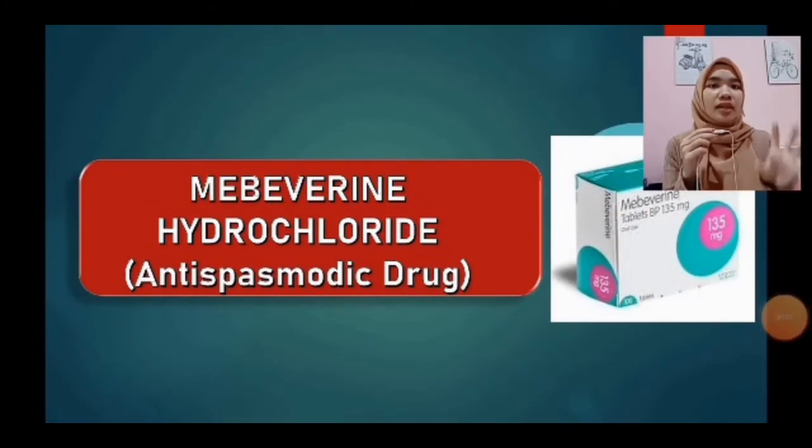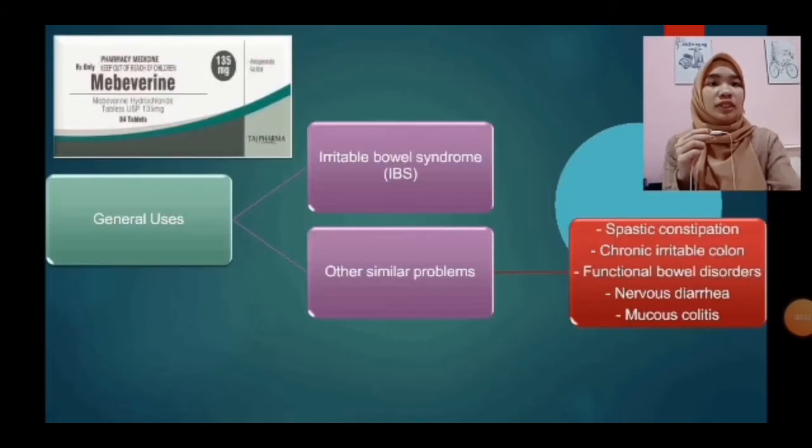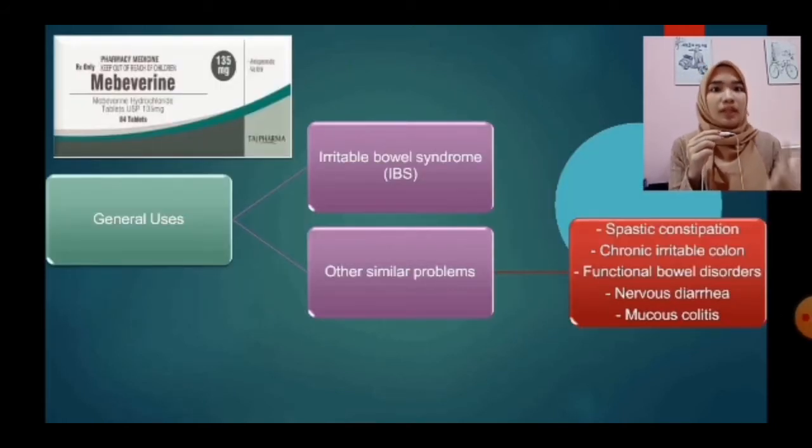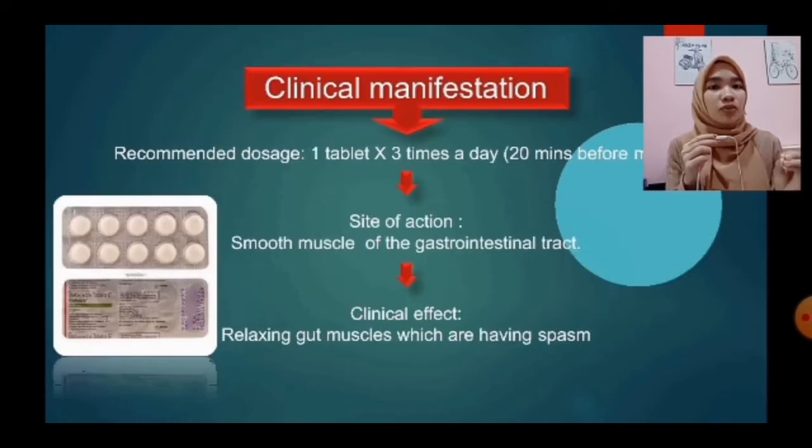So next, the antispasmodic drug is mebeverine hydrochloride. Mebeverine is used for irritable bowel syndrome and other similar problems like spastic constipation, nervous diarrhea or mucous colitis. Mebeverine acts on the smooth muscle of the gastrointestinal tract to relax gut muscle that is having spasms. The usual dosage is 1 tablet 3 times a day.